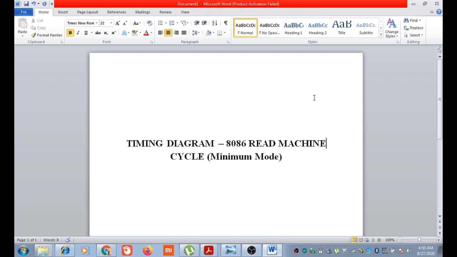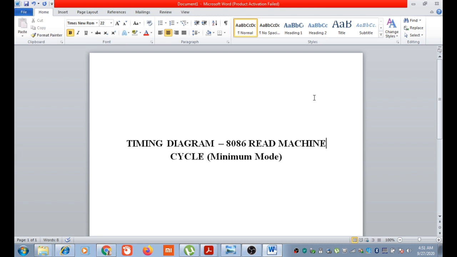We will discuss the timing diagram of 8086 read machine cycle in minimum mode. This timing diagram shows the bus activities during the read operation. One cycle of the clock is called state or T state.